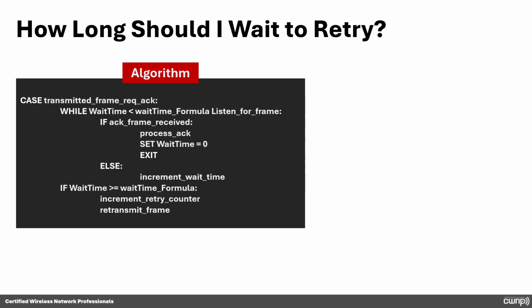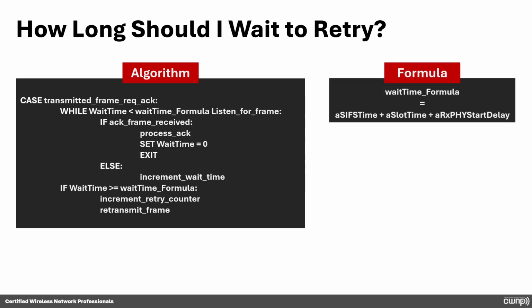So do you catch what our algorithm is doing? It's saying, look, go ahead and transmit the frame. When you're done transmitting it, during the wait time, check to see if there's an ACK frame. If one ever comes in, go ahead and process it. Set that wait time to 0 and exit. And then we say, if the wait time is greater than or equal to the wait time formula, increment the retry counter and retransmit the frame. Because our wait time ends up being the entire delay period, based on the formula, remember, aSIFSTime plus aSlotTime plus aRxPHYStartDelay.